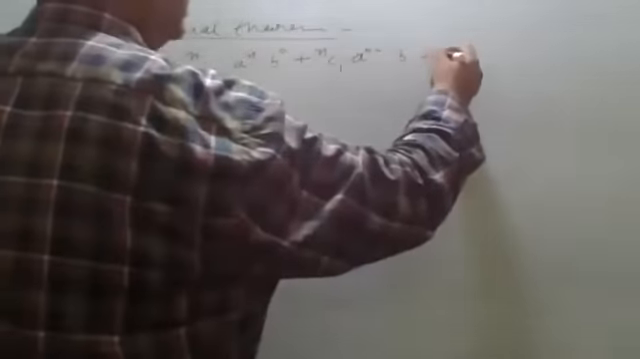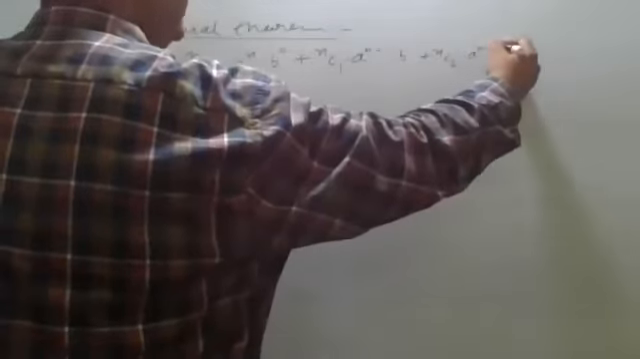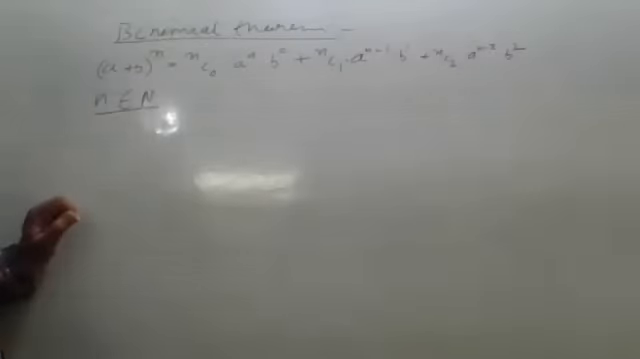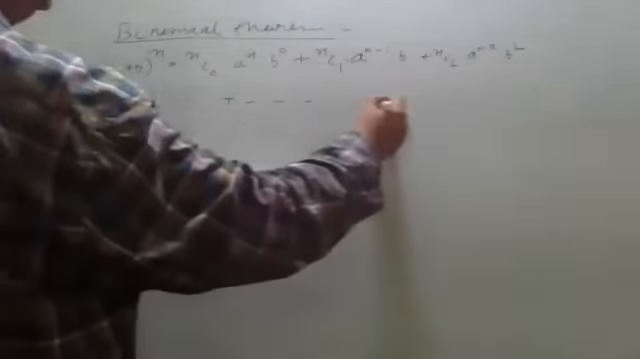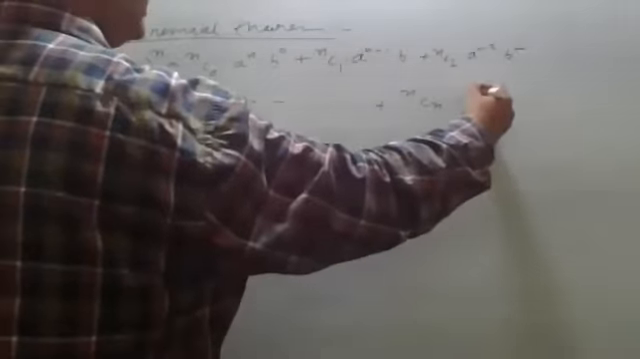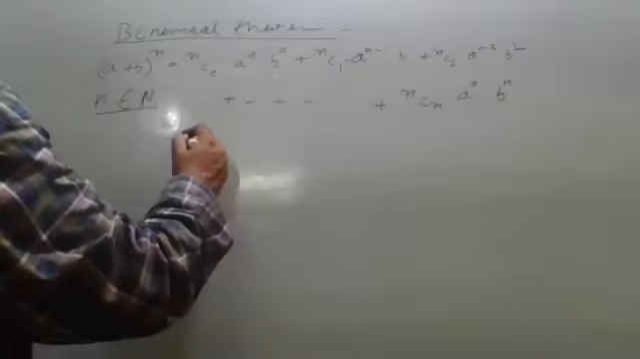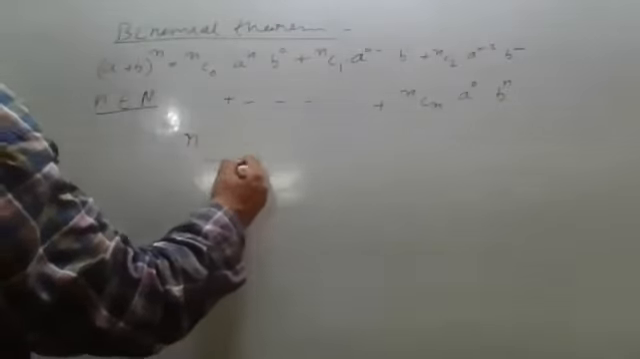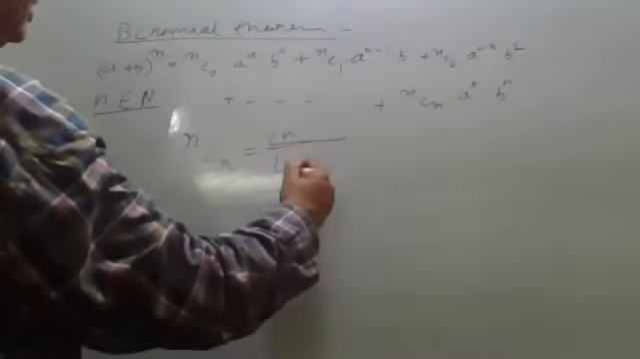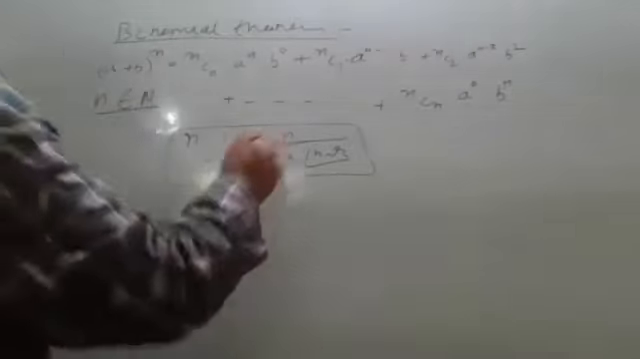Next is nC2 a^(n-2) b². Okay. These all are the binomial coefficients. And finally, the last is nCn a^0 b^n. Is that clear to you? Now, what is the meaning of nCr? Before we study nCr, whose formula is n! upon r! into (n-r)!, we will discuss more about it in the topic permutations and combinations. But what is the meaning of this factorial?